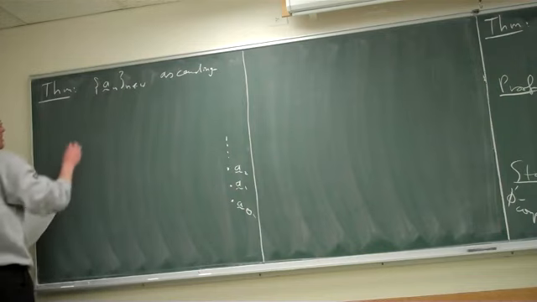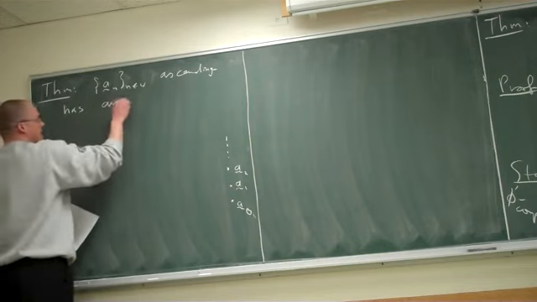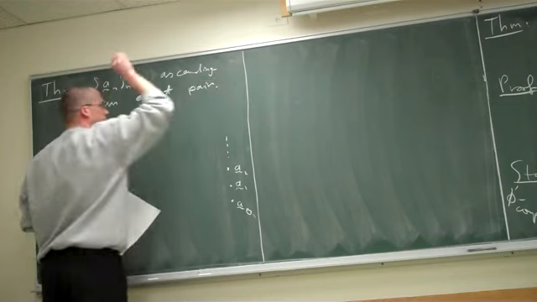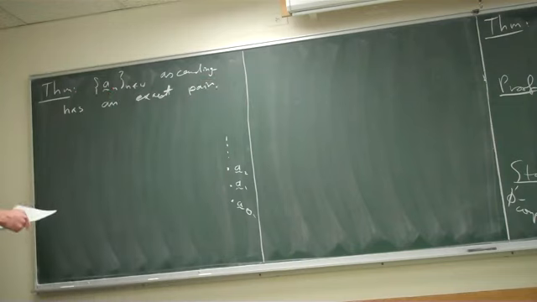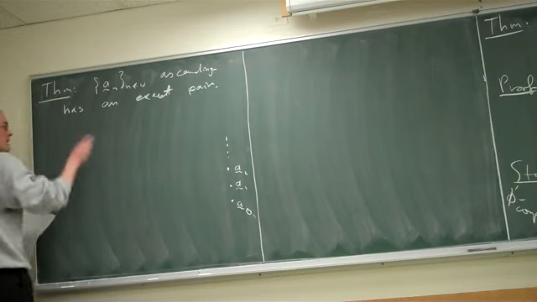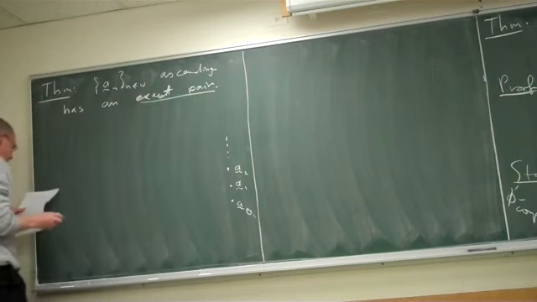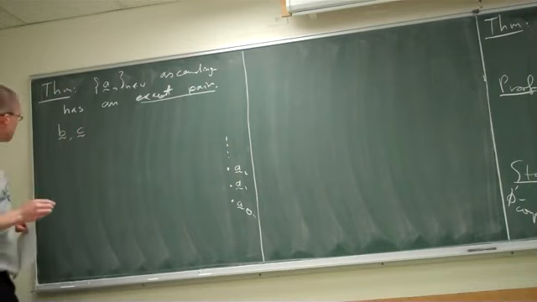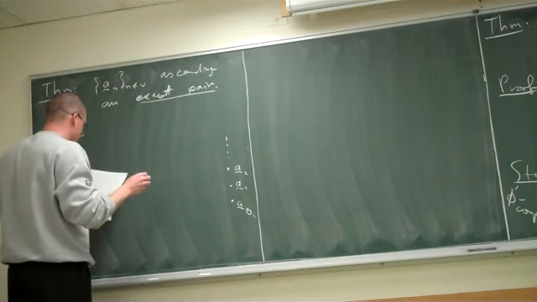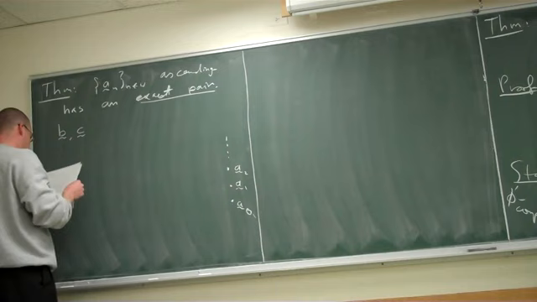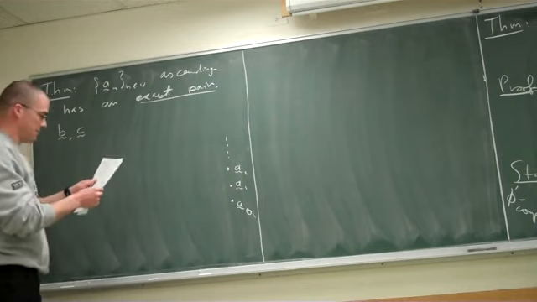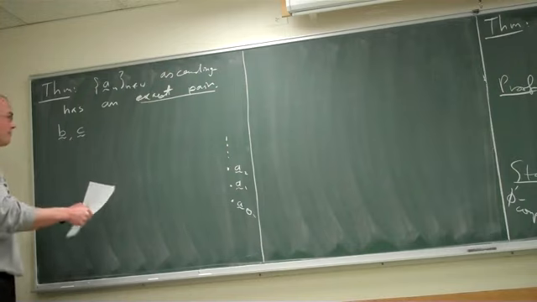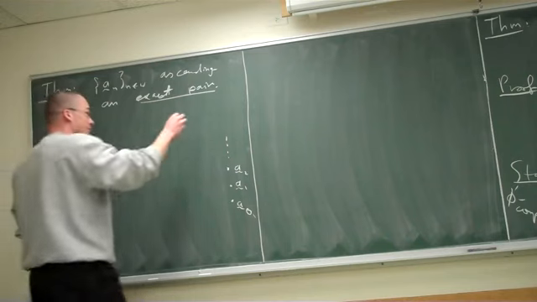And so whenever you have such a sequence, this has an exact pair. Meaningless theorem until I give you the definition of an exact pair. An exact pair for such a sequence is a pair of degrees b and c, such that... that's not a very good definition. I'll give the corrected definition.